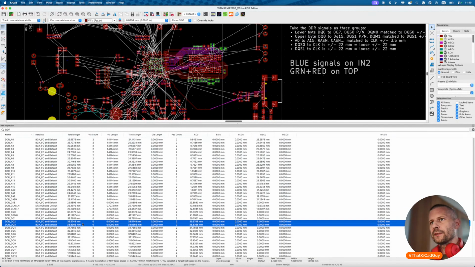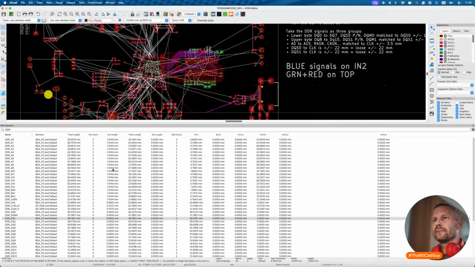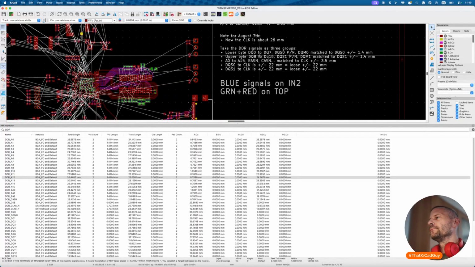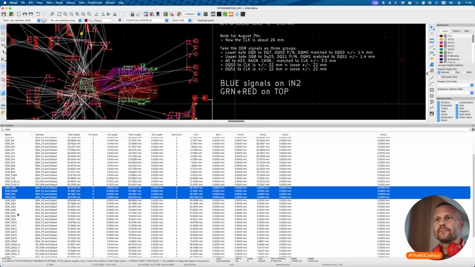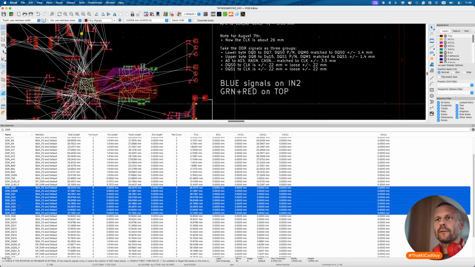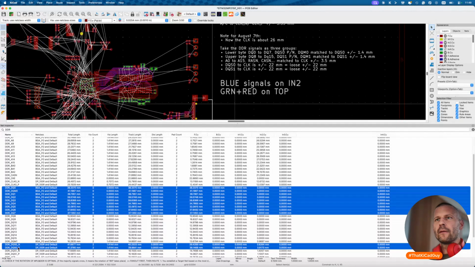Okay, so you can see that we are almost matched, and yeah, then we will see. I'm going to make a quick check for all these. 32 is an outlier. 41, yeah, must be slightly longer, 32 to be solved, and we are done.